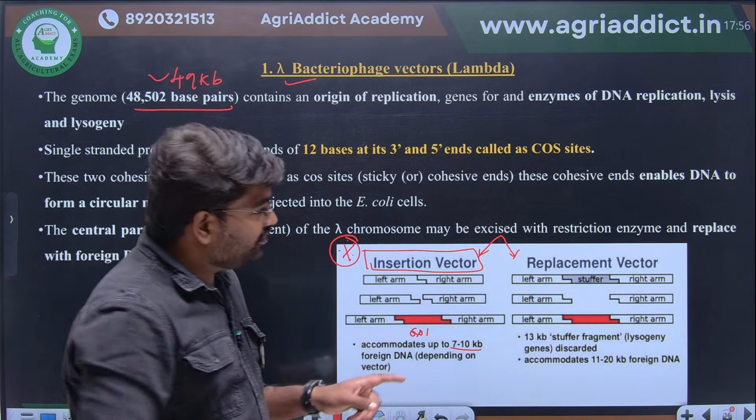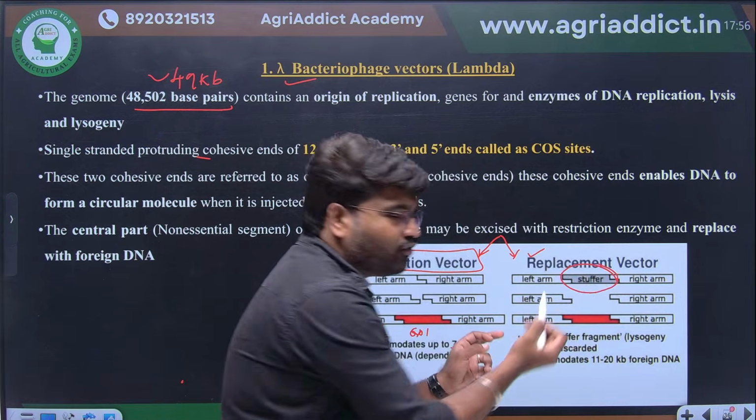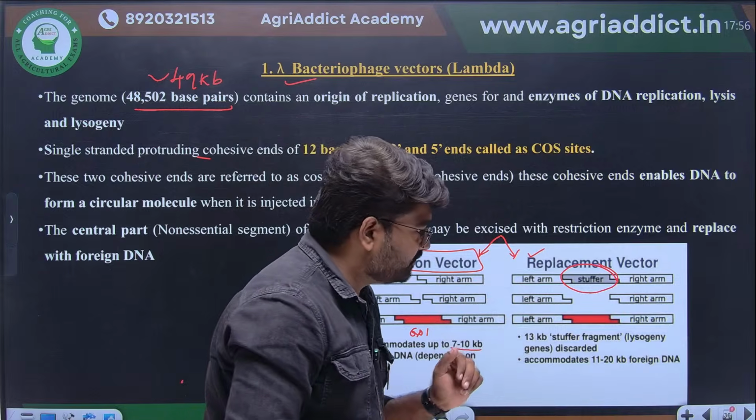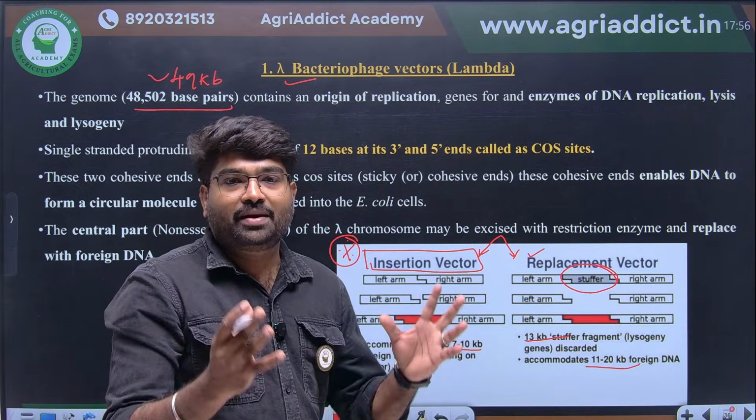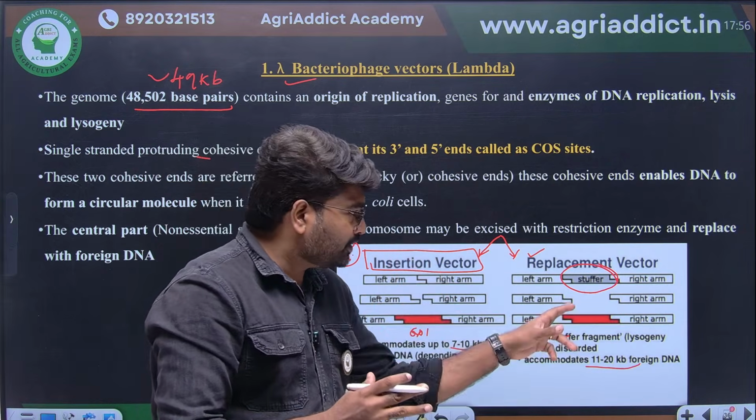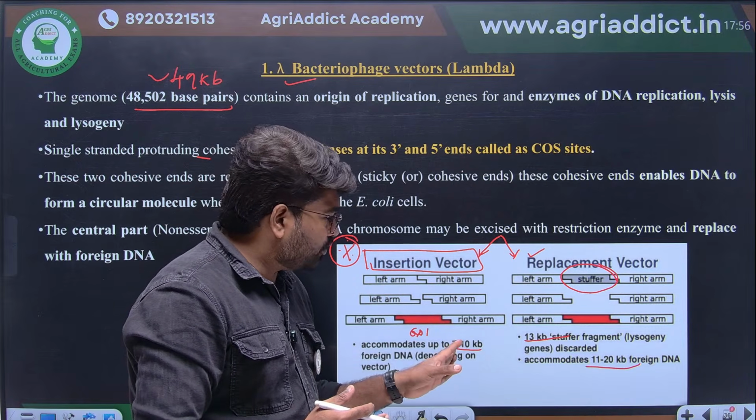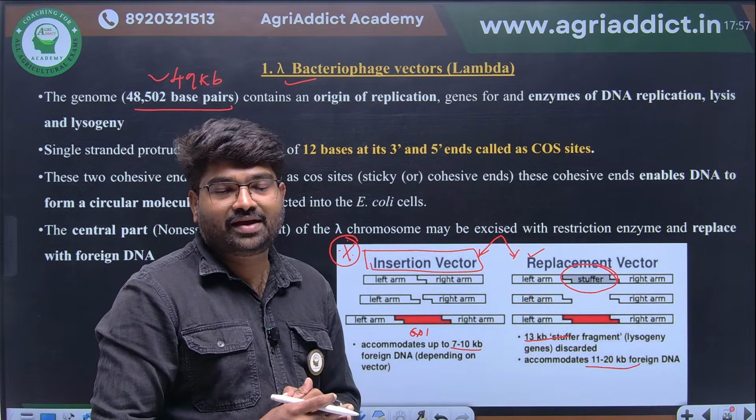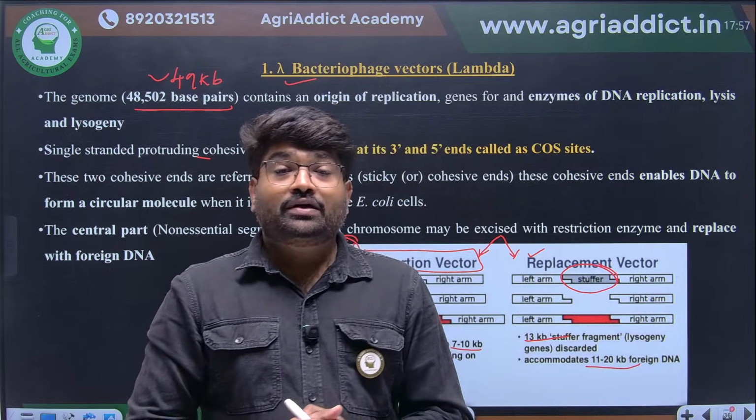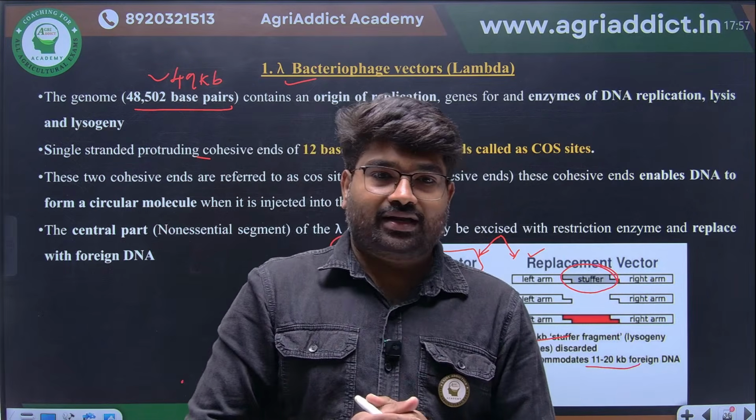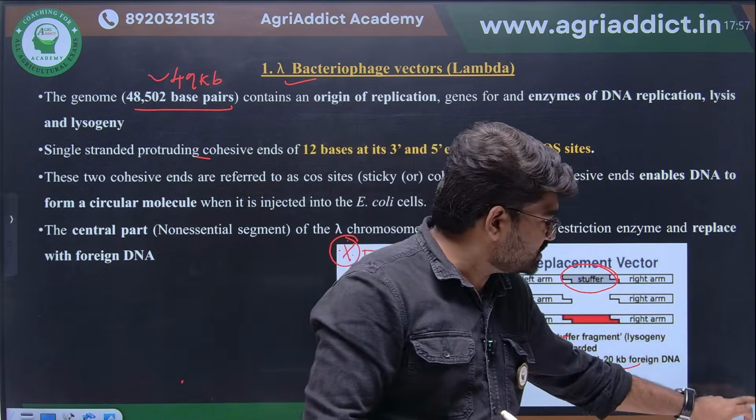But in a replacement vector, some of the stuffer fragment we will remove from the lambda genome. Because of that, the insertion fragment can be larger. 11 to 20 kb of gene of interest can be inserted here. Clear? So insertional vector means around 7 to 10 kb of DNA we can clone, but replacement vector means up to 20 kb of gene can be cloned. This is the key point they will ask. This is the most important thing.